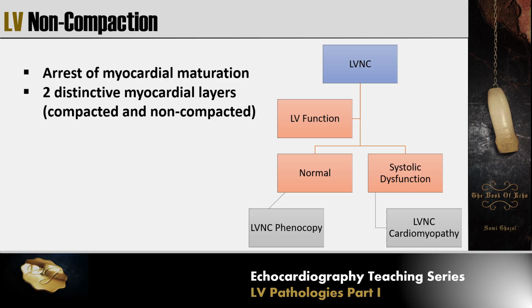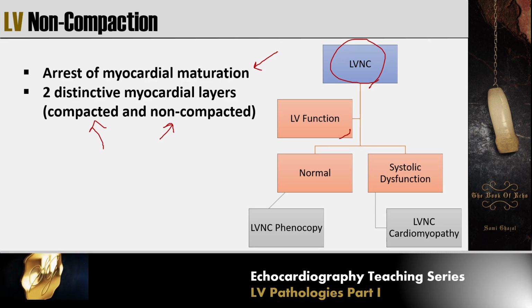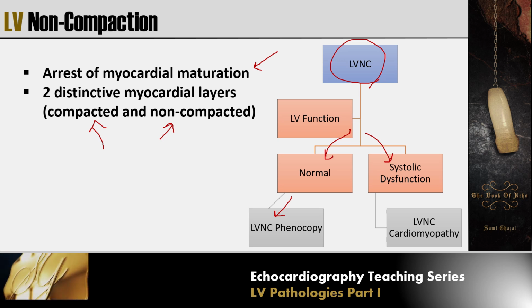Shifting gears again now to LV non-compaction. It is due to arrest of the myocardial maturation. Now you can see two distinctive myocardial layers, one compacted and one non-compacted layer. If we see this non-compaction, we look at the function. If it is normal function, then we call it LV non-compaction phenocopy. If there is systolic dysfunction, then this will be called non-compaction cardiomyopathy.